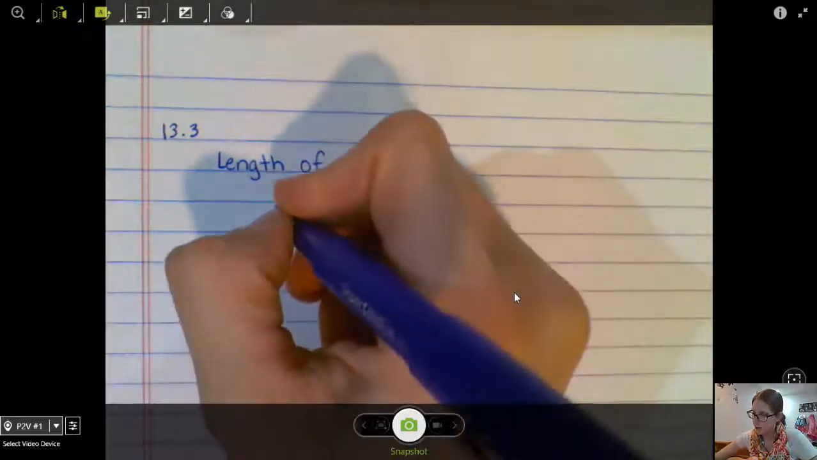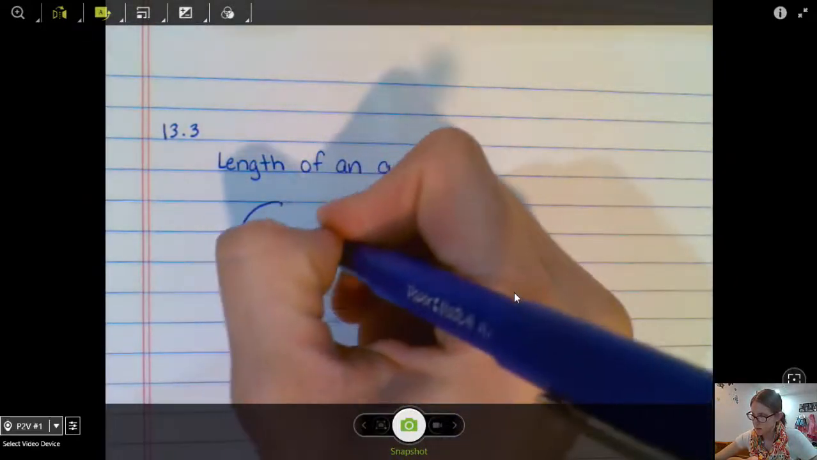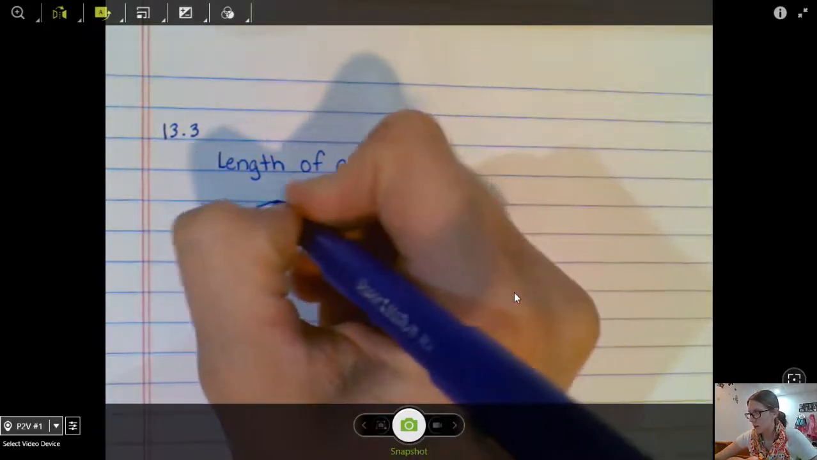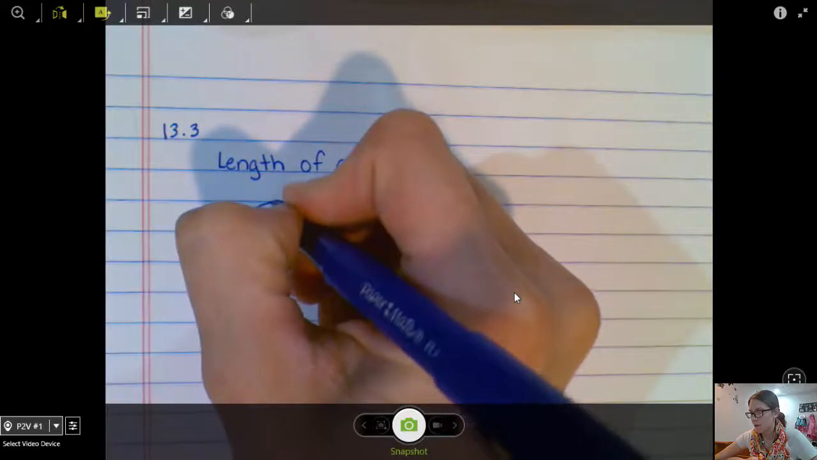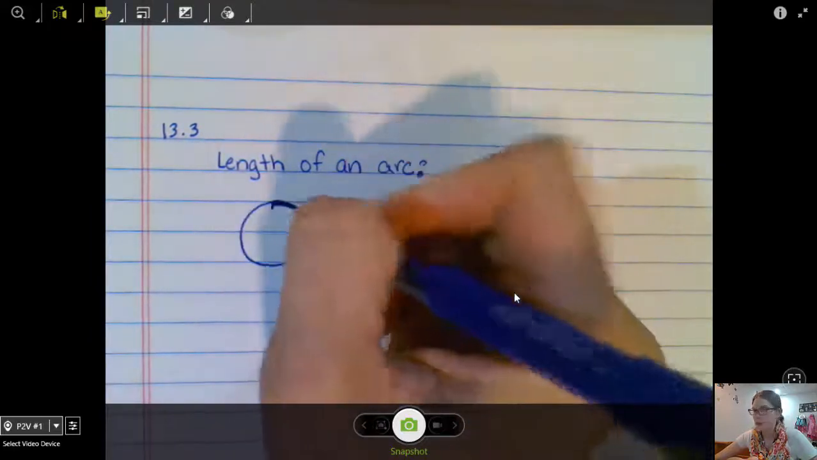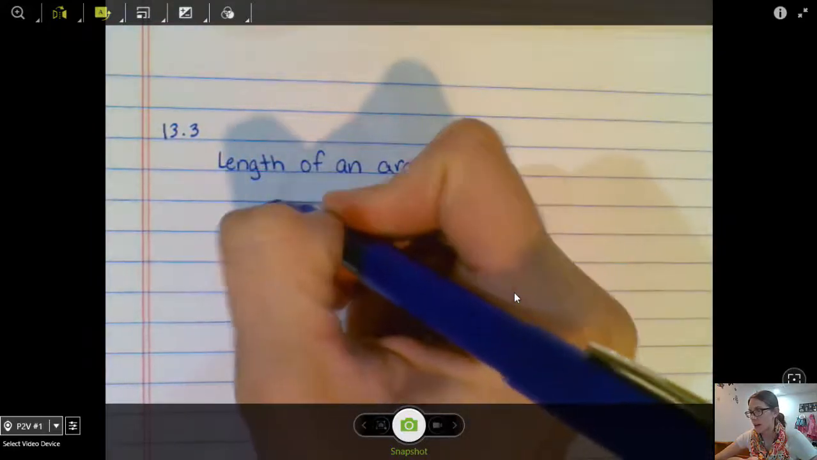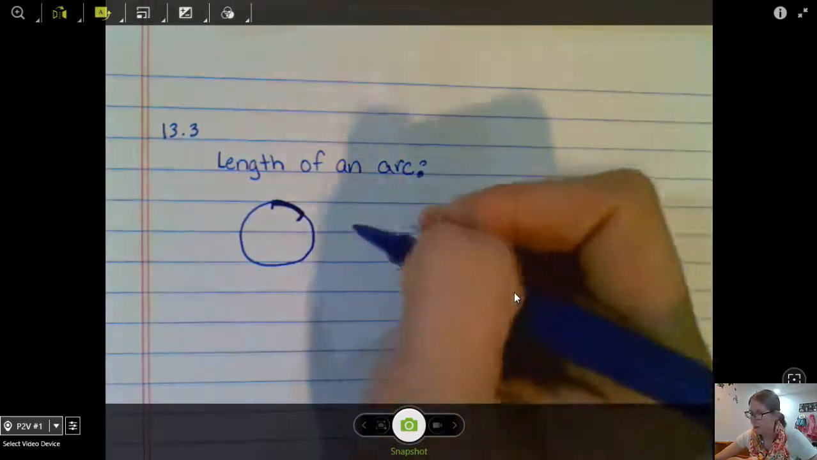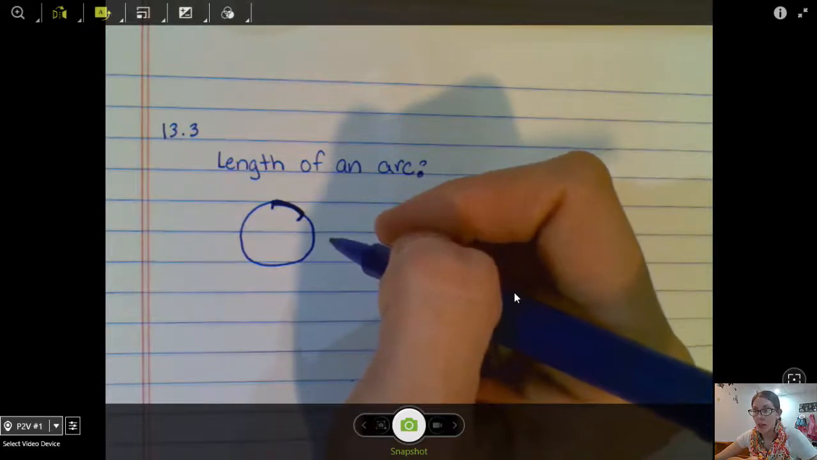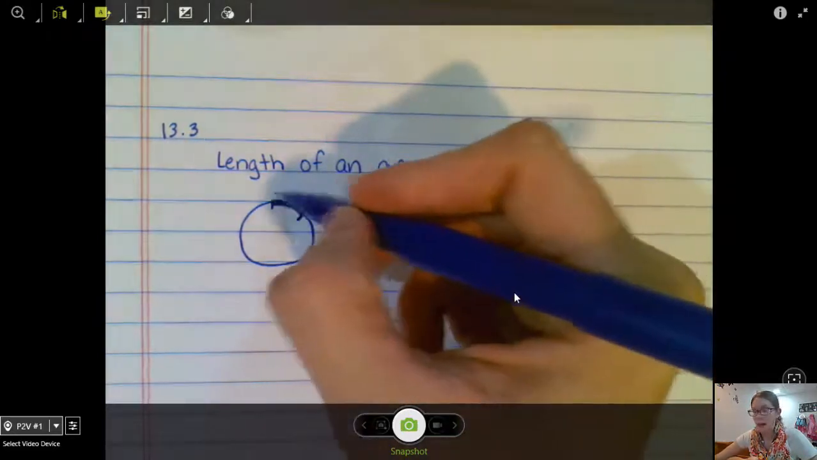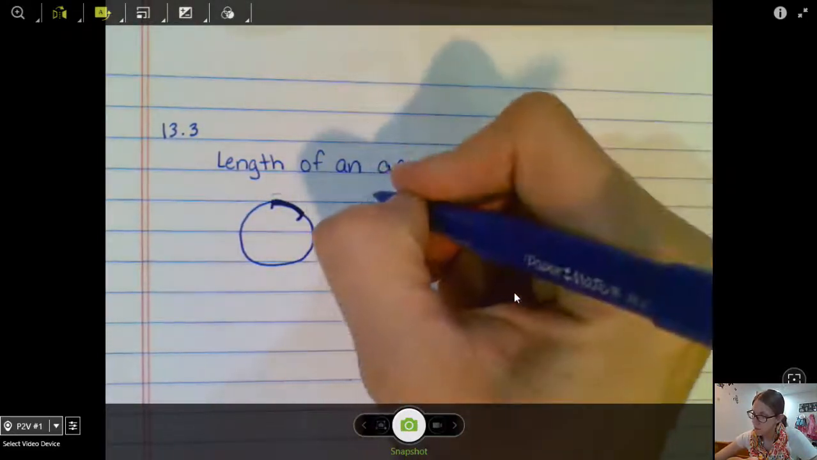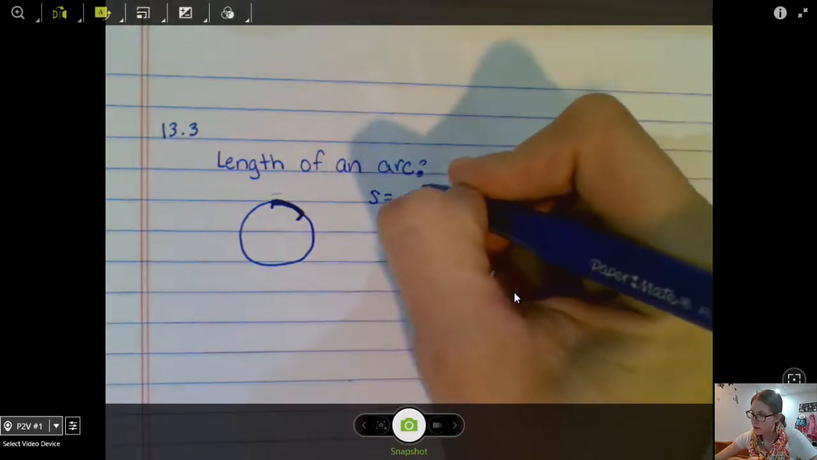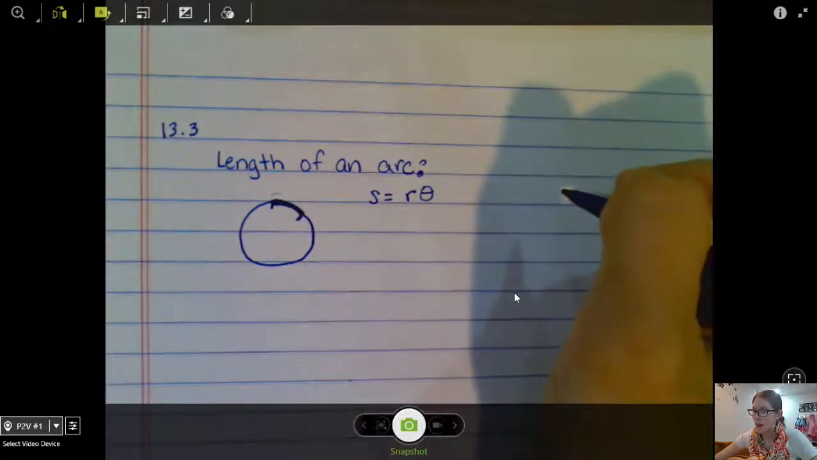And remember that an arc is the length of a chunk of our circle. So it's the segment, the outer length of a segment of our circle. So this would be an arc. I can find the measure of that length by this little formula. S equals R times theta.